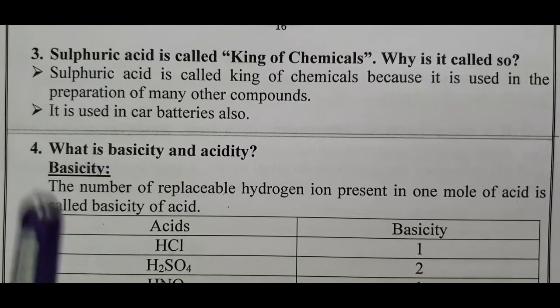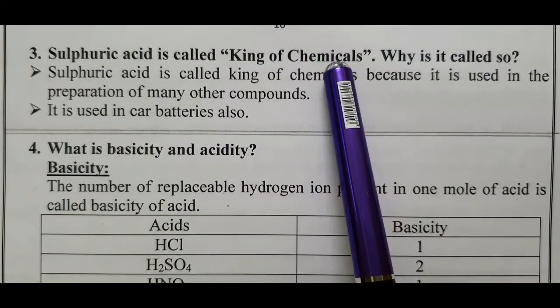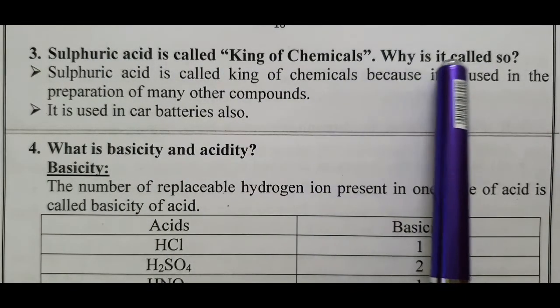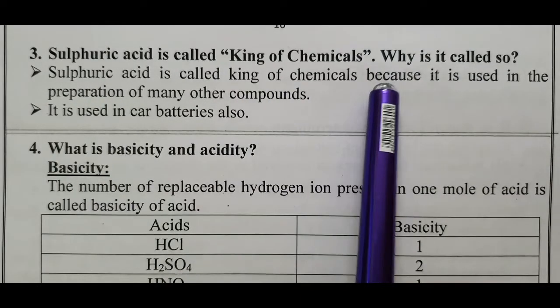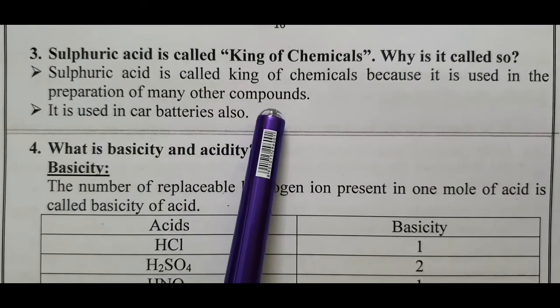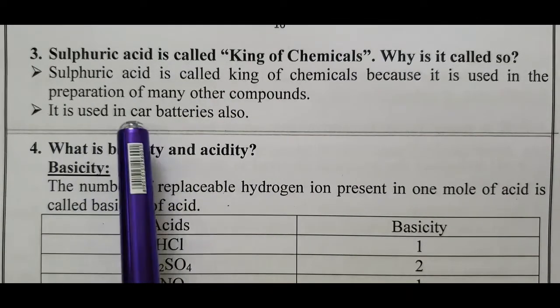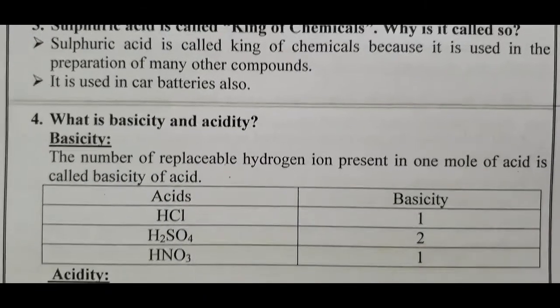Now come to the third assessment. Sulfuric acid is called king of chemicals. Why is it called so? Sulfuric acid is called king of chemicals because it is used in the preparation of many other compounds. It is used in car batteries also. What is basicity and acidity?